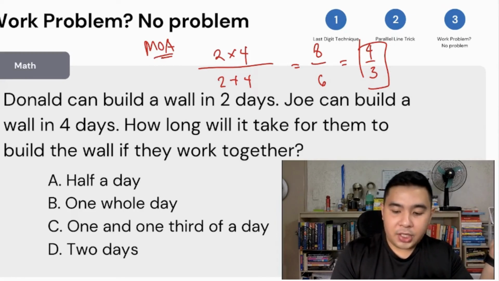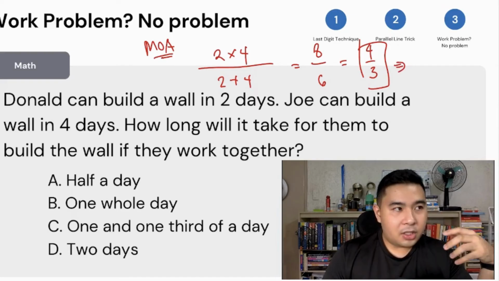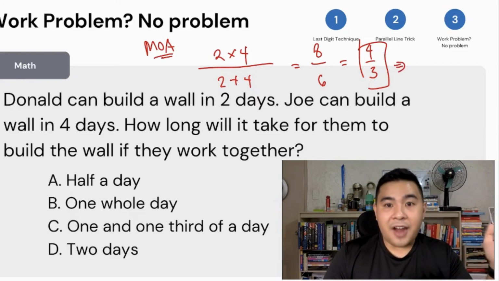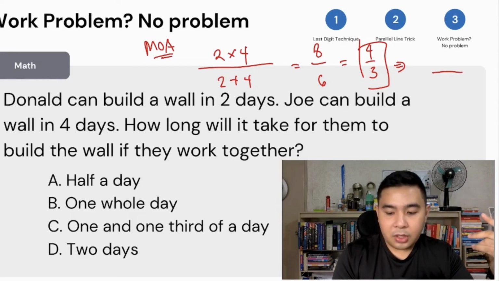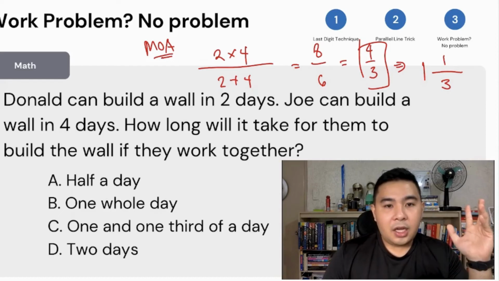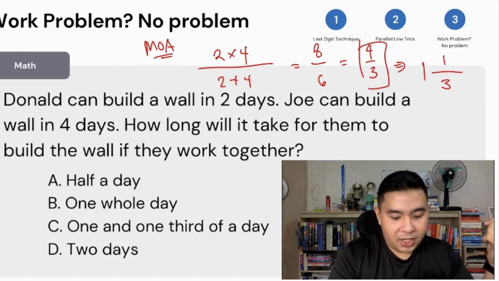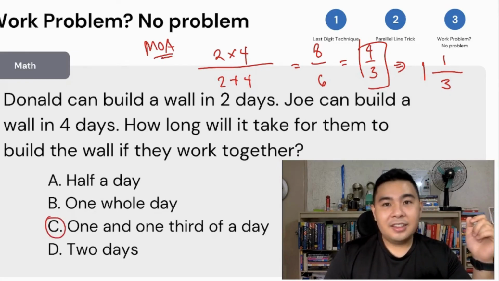And this 4/3, we can change this improper fraction into a mixed fraction. Recall how we do that? We divide 4 by 3, no? So we divide 4 by 3. So that's 1, no? 1 with a remainder of 1. So 1 with a remainder of 1. So the number of days that it will take for them to build the wall would be 1 and 1/3 of a day. Okay?